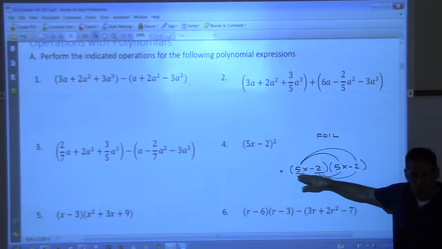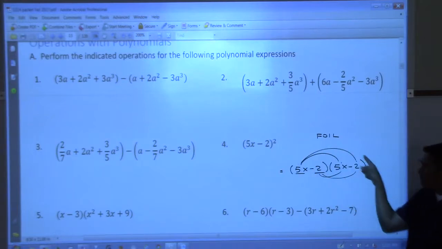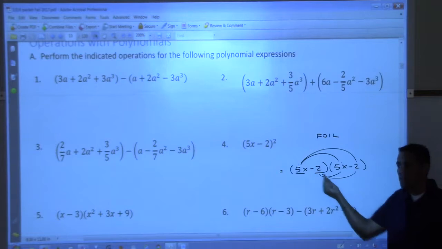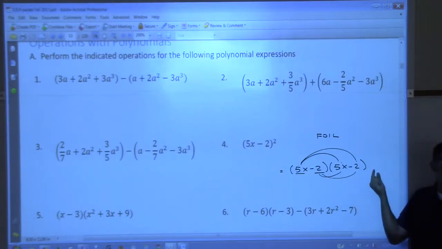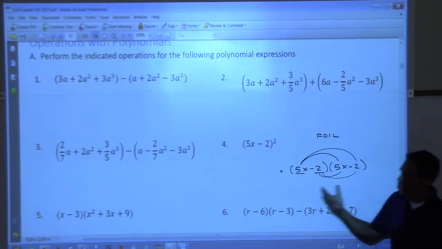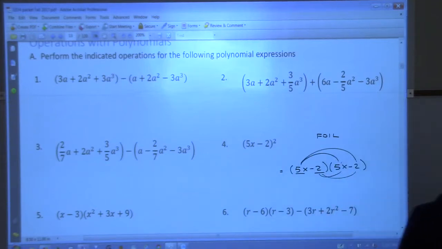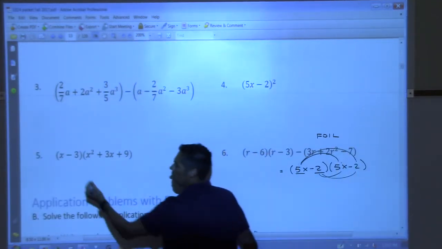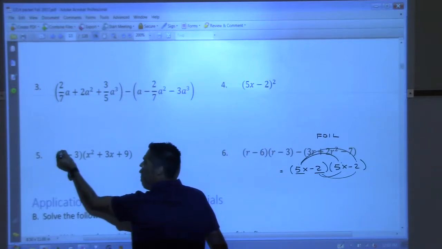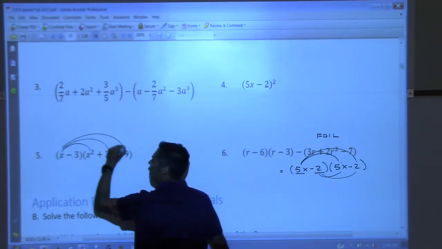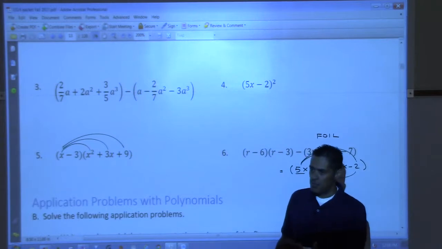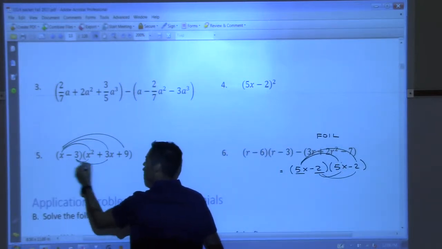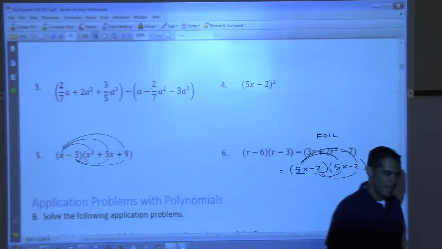So instead of the FOIL, think of it as a process. You start at the first term and you distribute it over to the other parentheses through everything. Then you move to the next term and distribute that through the parentheses. That is the process. So on number 5, I'm going to start with the x and go boom, boom, boom. After I do that, I'm going to go to the next term and go boom, boom, boom, and I'll be done. Understand that?